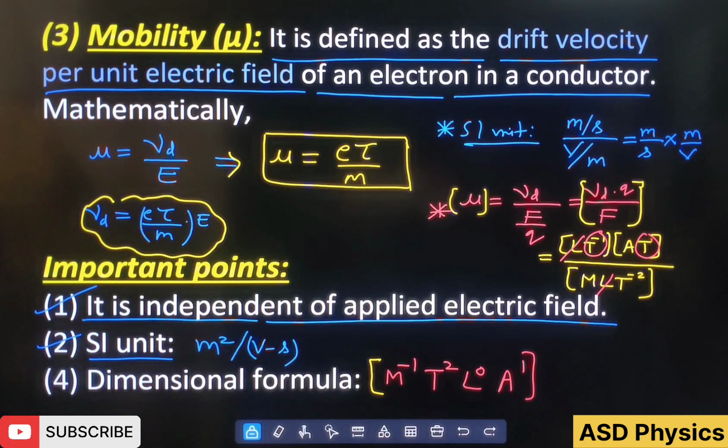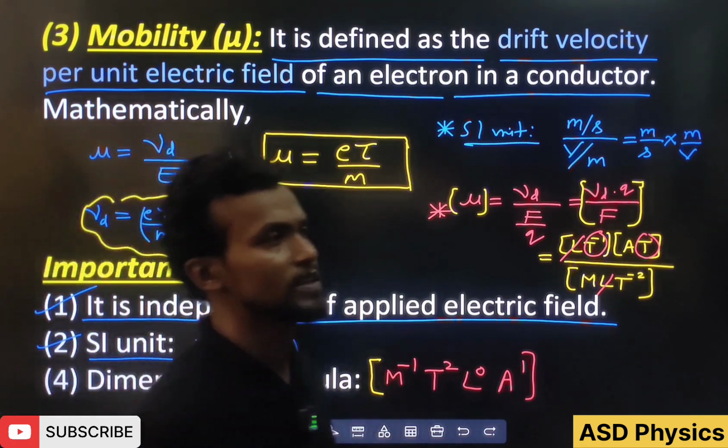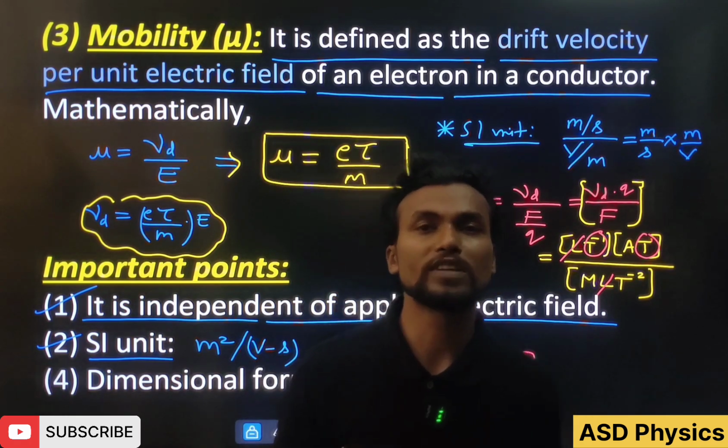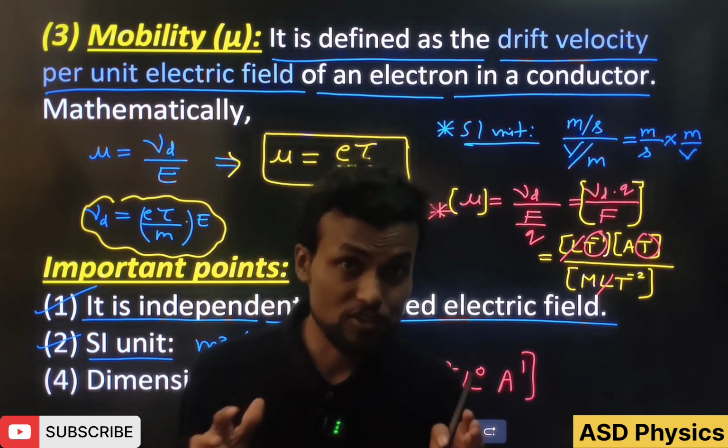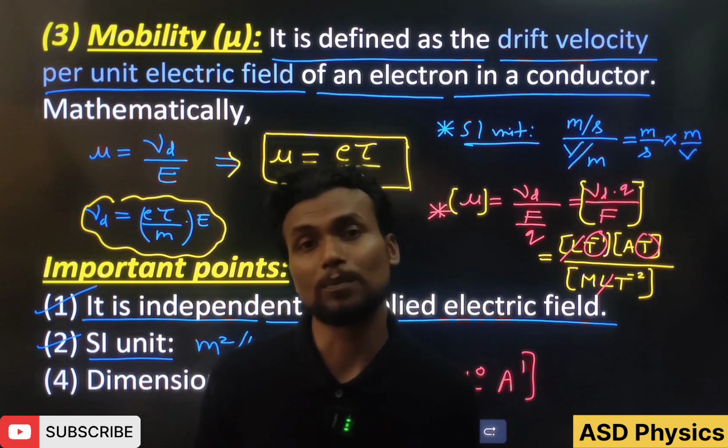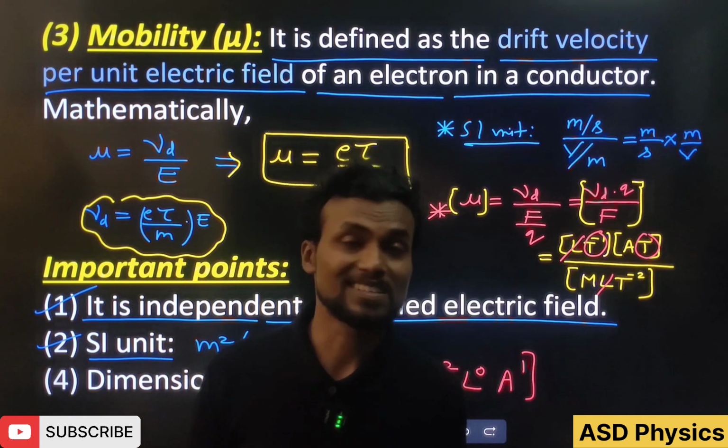So students, kindly see very well and remember that this mobility is independent of the applied electric field, whether for electrons or holes. Holes you will learn in semiconductors. So students, in this video we have learned about the derivations of the electric field. Practice it very well, it is important for the exam and other basics.